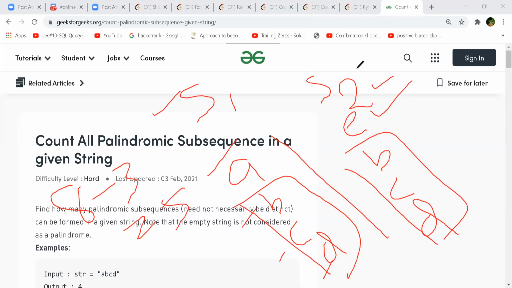Okay. So you are making another string by reversing the given string. That would be S2.